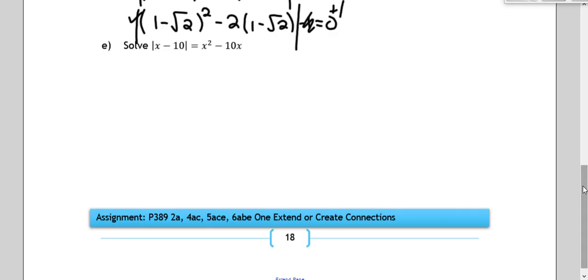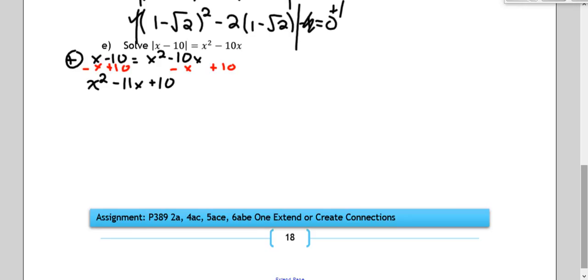This one, again, it's already isolated, so we don't have to do much with that, but we have our positive version, where we have x minus 10 is equal to x squared minus 10x. We will add 10 and subtract x. That gives us x squared minus 11x plus 10 equaling 0. Once we factor it, we get x minus 10, x minus 1.